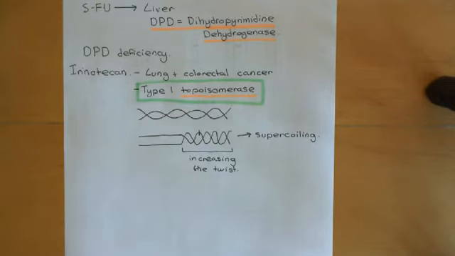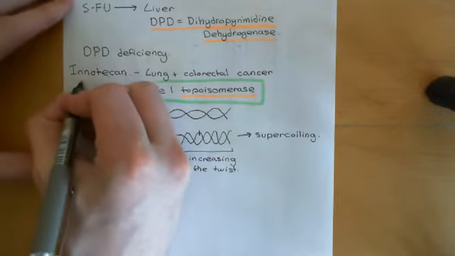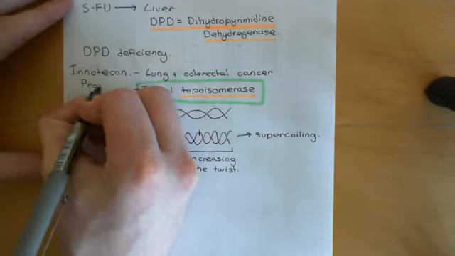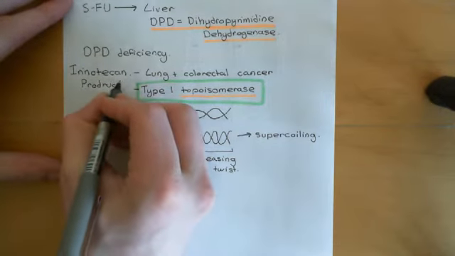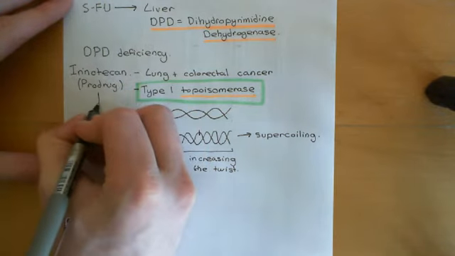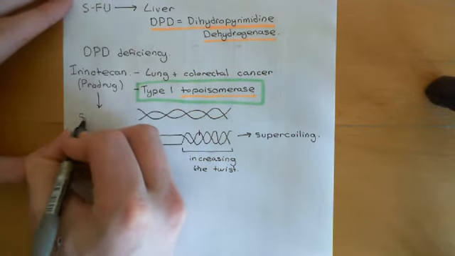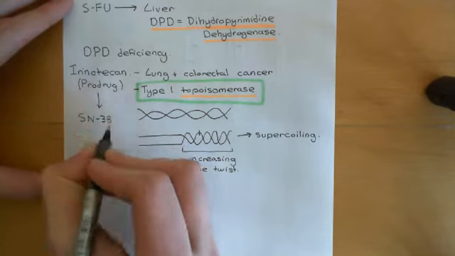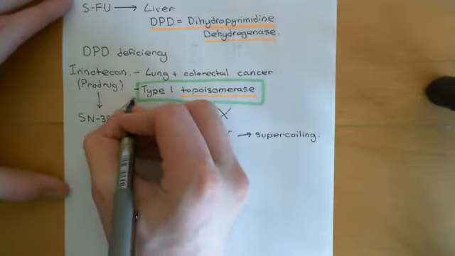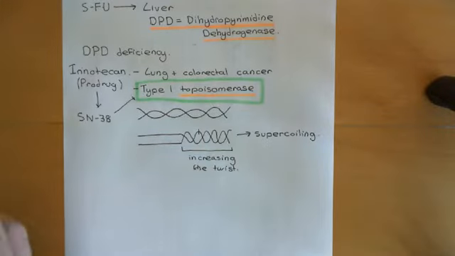Right. Now, one of the things that I should say is that irinotecan, the actual molecule, is actually a prodrug. It's not the molecule that actually does block the type 1 topoisomerases. What it is first processed to is something known as SN38, and this is the active drug that will actually inhibit the type 1 topoisomerases.